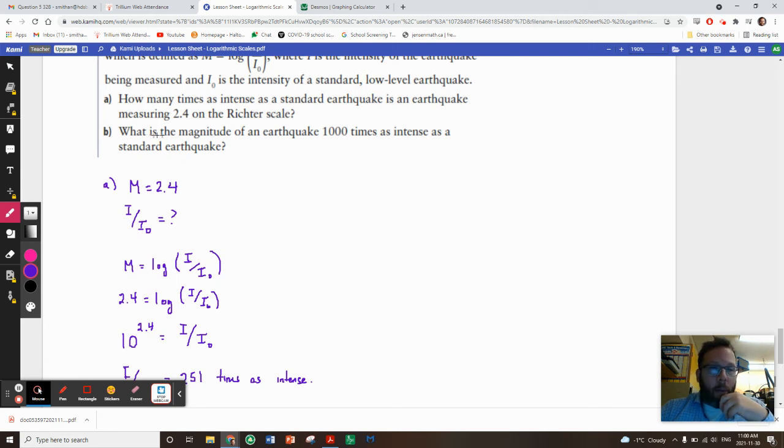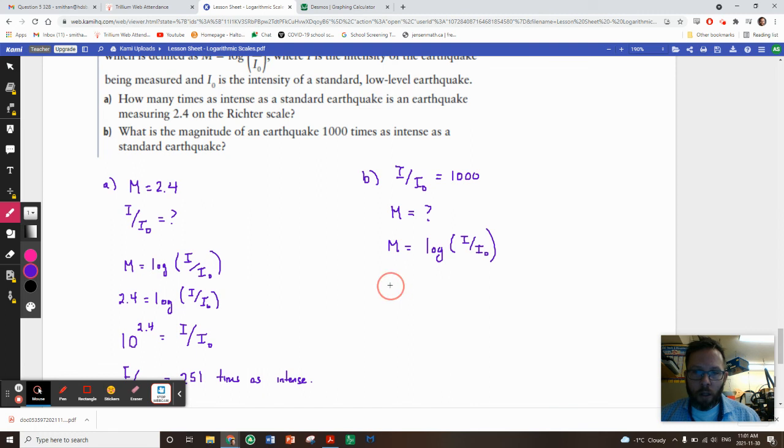So let's look at the magnitude of an earthquake 1,000 times as intense as a standard earthquake. This is just playing around with the Richter scale formula. In this case, you're given the ratio. What if it's 1,000 times as big? What does this measure on the Richter scale? Well, let's find out. We'll plug in 1,000, log of 1,000. And log of 1,000, you guys can probably do with mental math. 10 to what power is 1,000? Or use your calculators. But this is equal to 3. This would be 3 on the Richter scale.